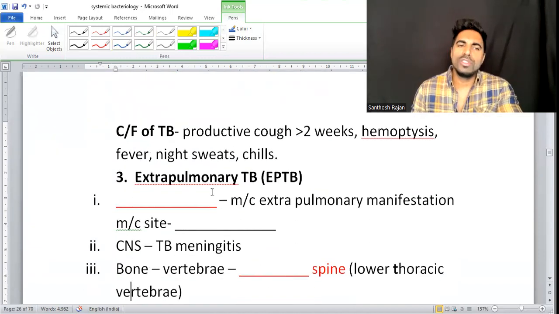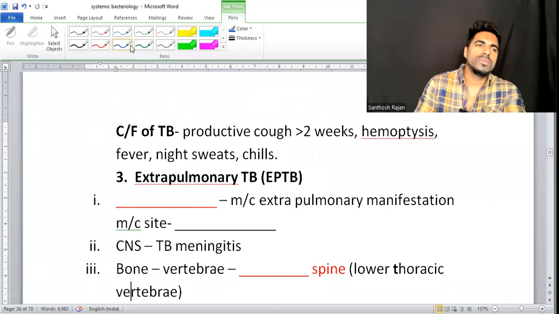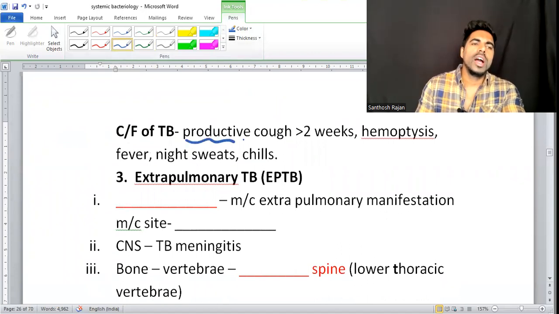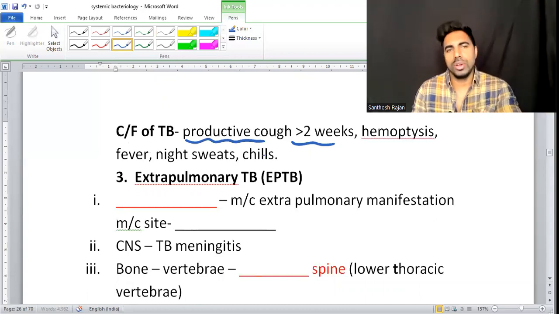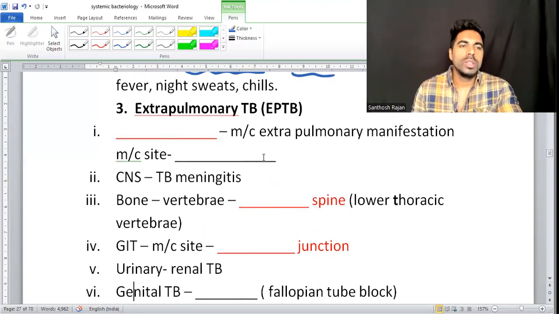And the typical TB presentation, you know, it should be a productive cough for more than 2 weeks, hemoptysis, fever, night sweats and chills. Okay. And usually when they are with HIV, it's obvious. If the patient is HIV positive, then definitely it's TB only with these symptoms. Okay. Very, very common disease in our India. Cough, hemoptysis, fever, night chills for more than 2 weeks, 3 weeks, or months. Okay.